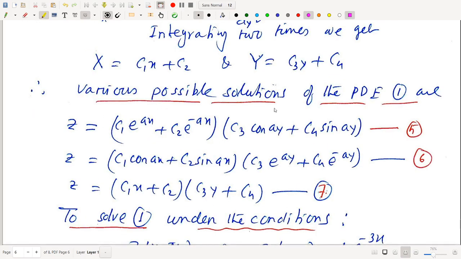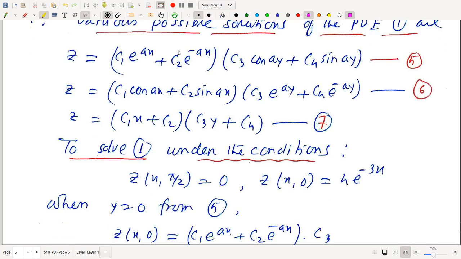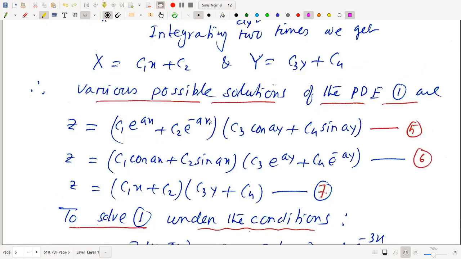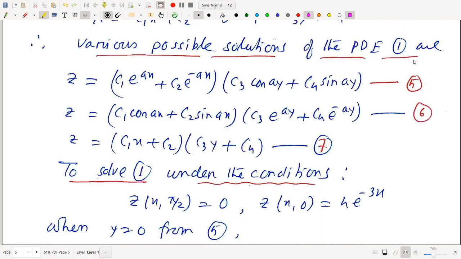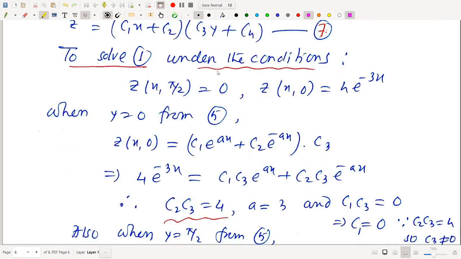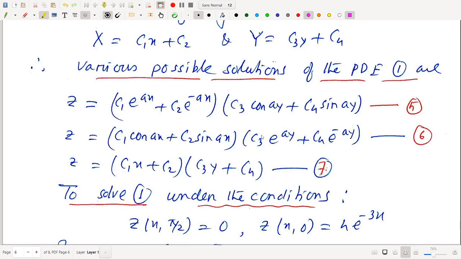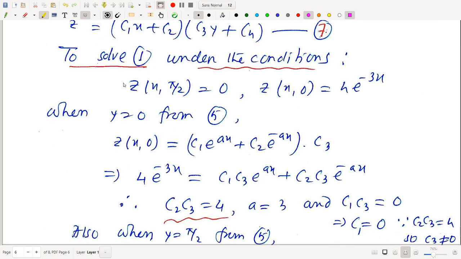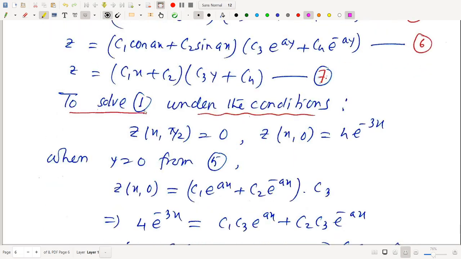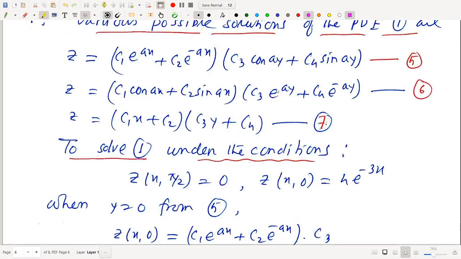Therefore, various possible solutions of the PDE number 1 are z equal to the product of capital X and Y in case 1, the product of X and Y in case 2, and the product of X and Y in case 3. These are 5, 6, 7, the possible solutions. Now, which of these solutions satisfy the given boundary conditions? That we shall take as the answer. This happens in PDE: there are many solutions for the same differential equation depending on various cases, and depending on boundary conditions we shall get the unique solution.